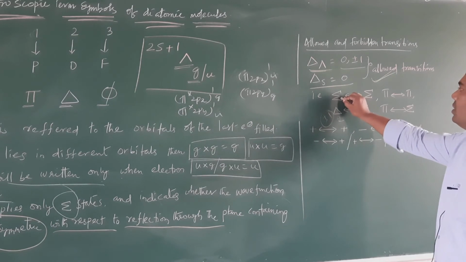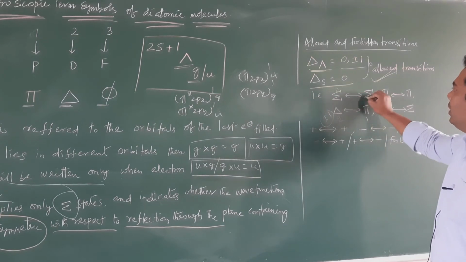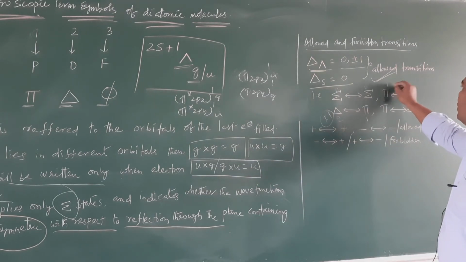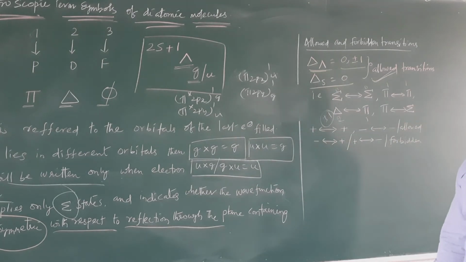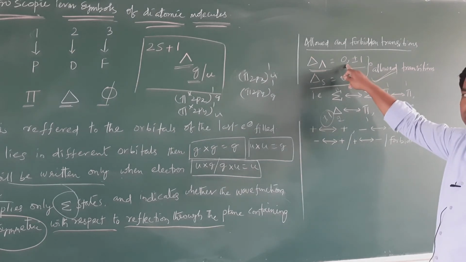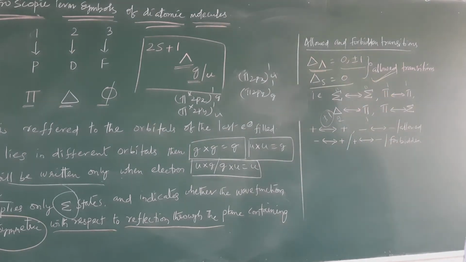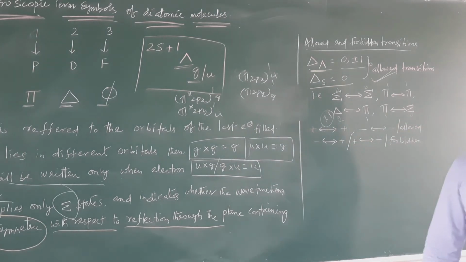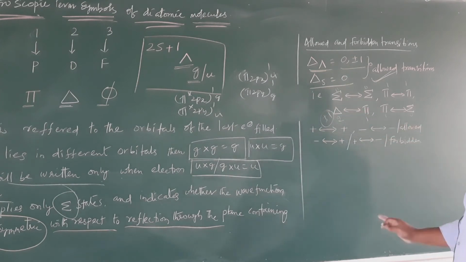Here the L value is 0, here also 0, so 0 will be present. For pi to pi, 1 minus 1 is equal to 0, so it comes in the region of 0, plus or minus 1. Then 1 and 0: 1 minus 0, 0 minus 1 is equal to plus or minus 1. So these transitions are allowed transitions.